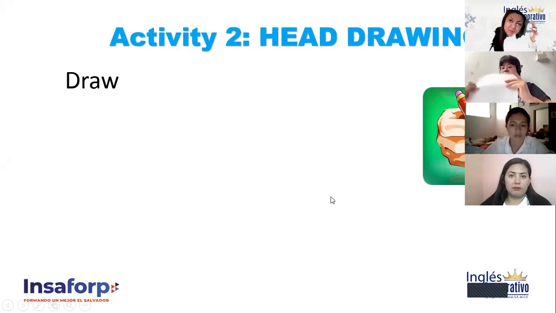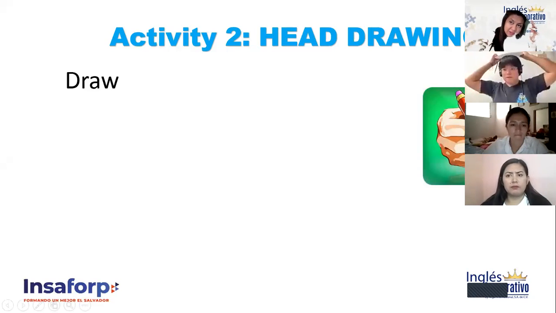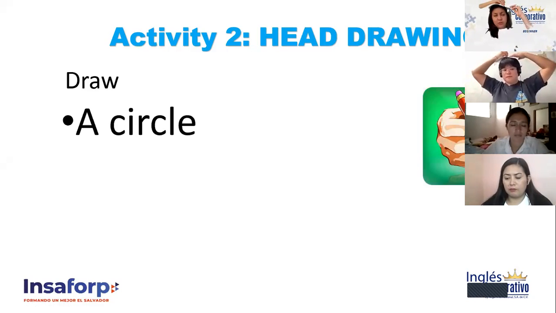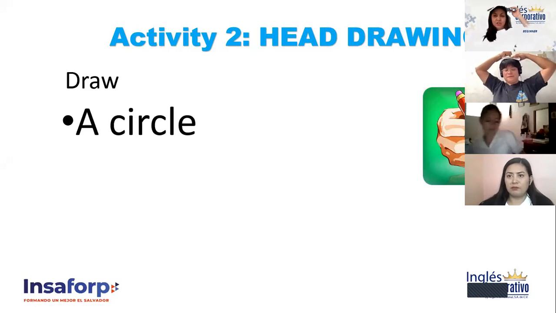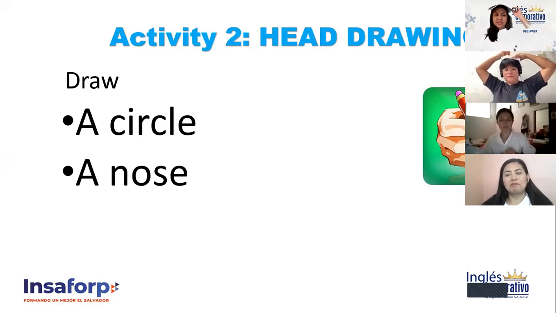Okay, so first you need to draw a big circle. So you have to draw a circle, okay? But don't see. You draw a big circle. Now you have to draw inside the circle a nose. Draw a nose. Una nariz. Tienen que dibujar a nose. You draw a nose.